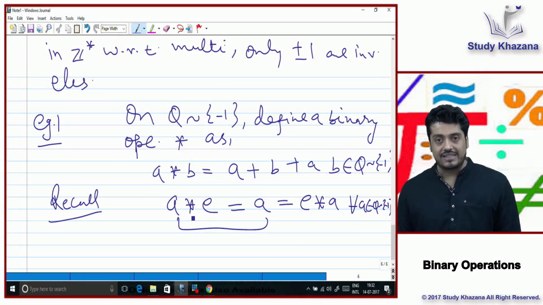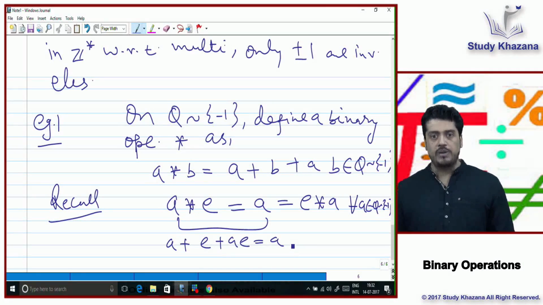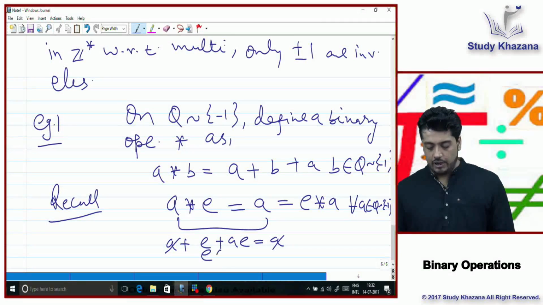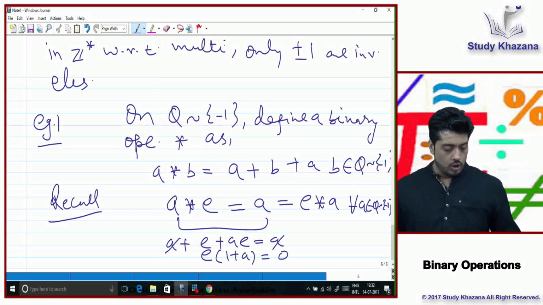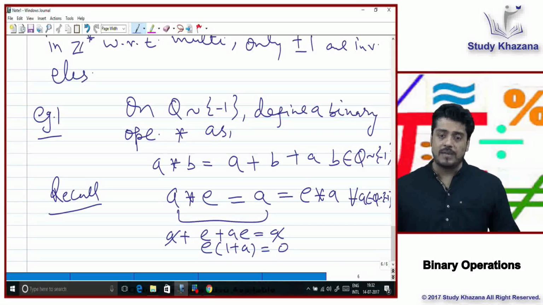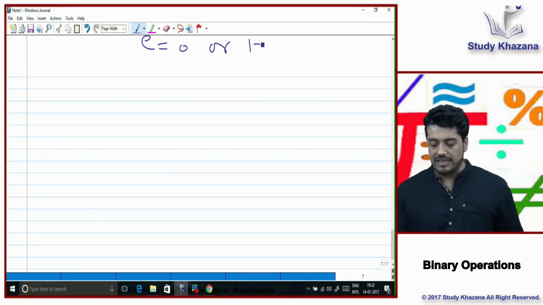So what is A star E according to this definition? It will be A plus E plus AE. What should be my RHS? It should be equal to A. Now I can cancel out A on both sides. If I take E common, I get E times (1 plus A) equal to 0. Now whenever the product of two numbers is 0, one of them has to be 0. So either E is 0 or 1 plus A is 0. So you will write either E is 0 or 1 plus A is 0.